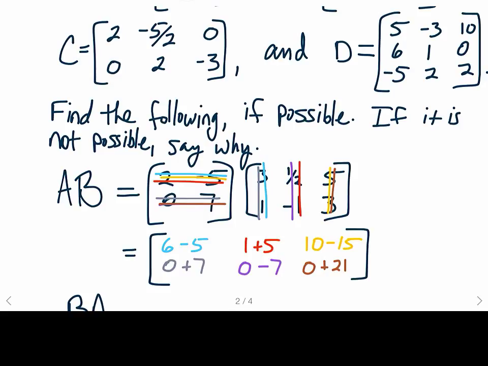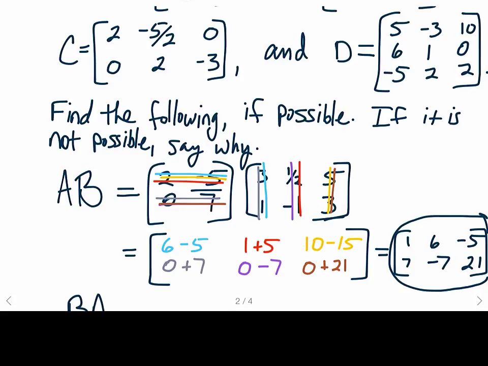Okay, so my entries in the resulting matrix are 6 minus 5, 1 plus 5, and 10 minus 15. What do you mean minus? You said you were adding. Yeah, -5 times 3 is -15. And when you add -15, that's called subtraction. And then in the second row, we have 0 plus 7, 0 minus 7, and 0 plus 21. And so simplifying those is going to give us 1, 6, -5, 7, -7, 21.